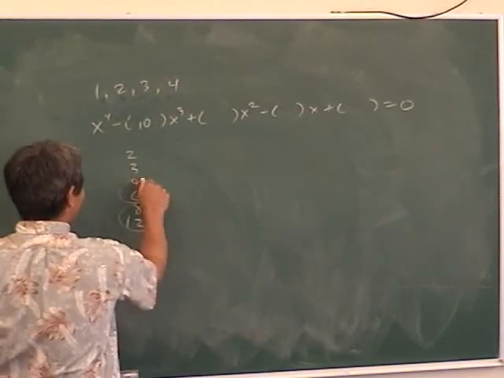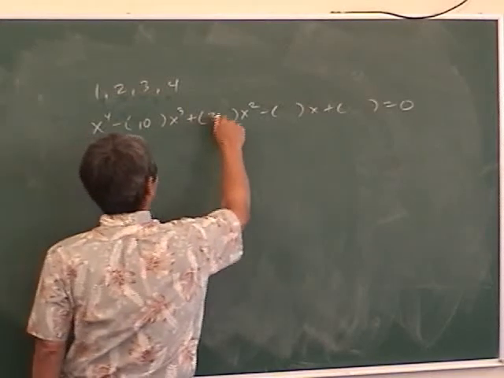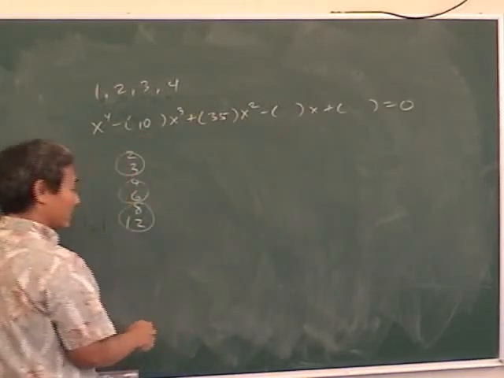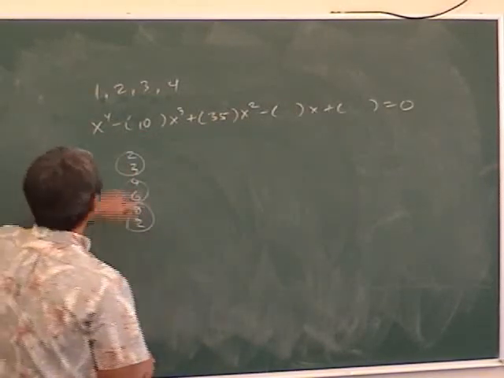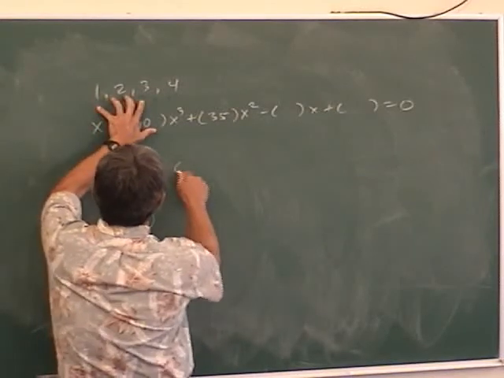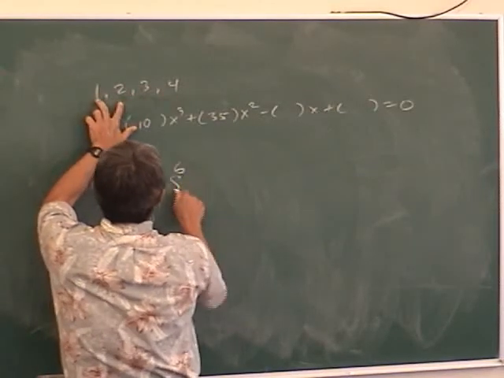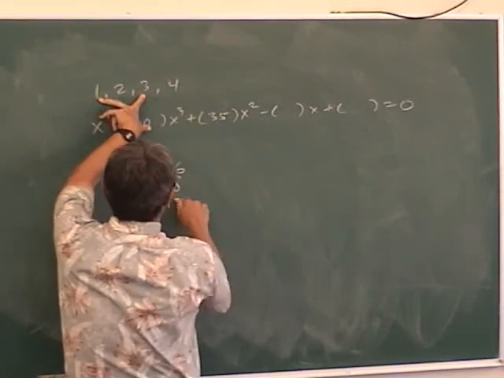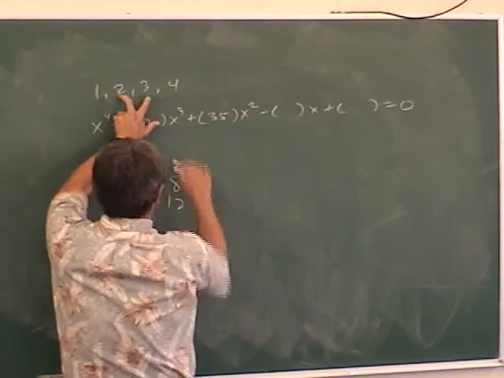35. 20 plus 10 plus 5 is 35. Okay, what goes in here? You multiply them 3 at a time. So 1 times 2 times 3, 6. 1 times 2 times 4. 1 times 3 times 4. 2 times 3 times 4. Add them up.